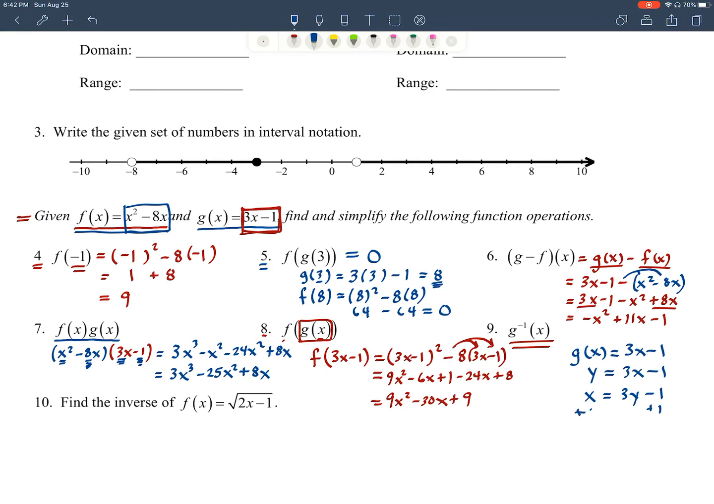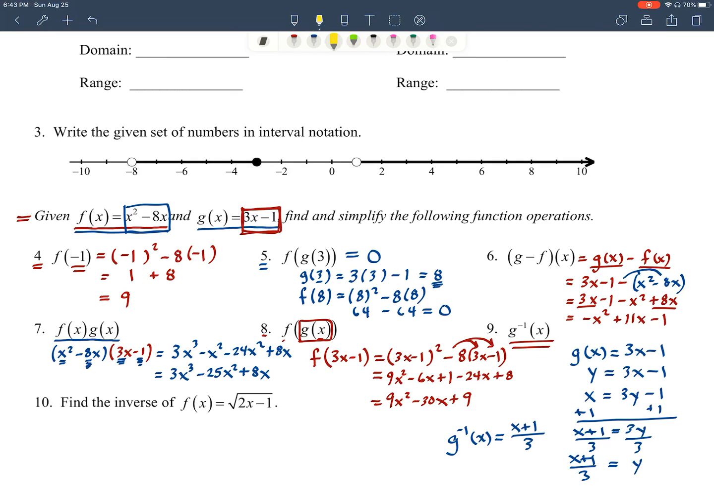So I'd add 1 to each side. I have x plus 1 is equal to 3y. And then we're going to divide each side by 3. And that should give us y is equal to the quantity of x plus 1 divided by 3. And then we need to put it back into our function notation there. So we're going to say that g inverse, or the inverse of function g, should equal the quantity of x plus 1 over 3, or divided by 3.